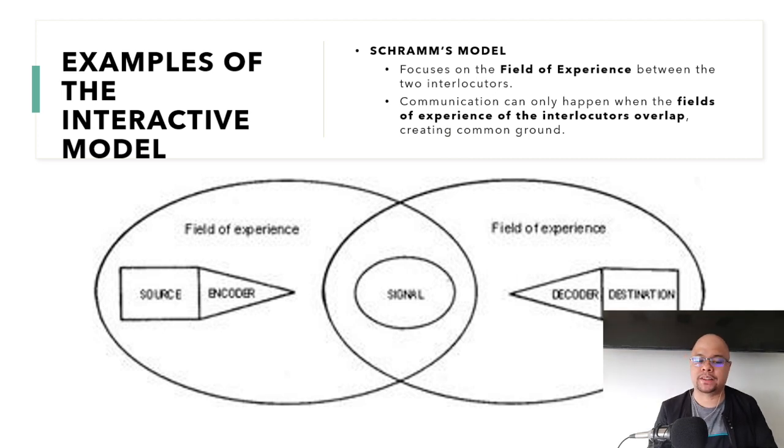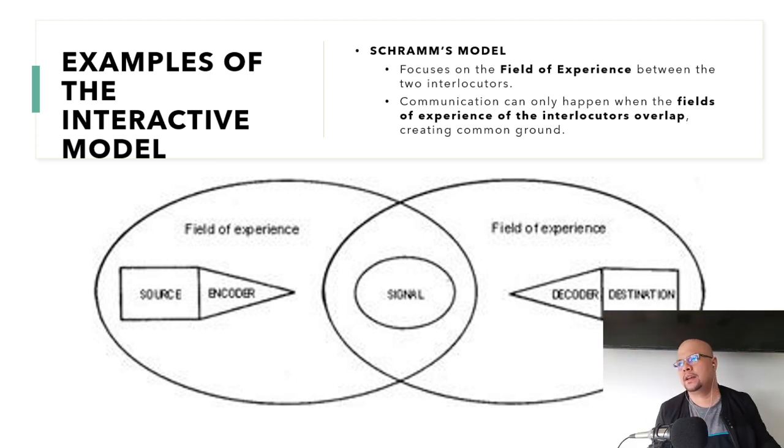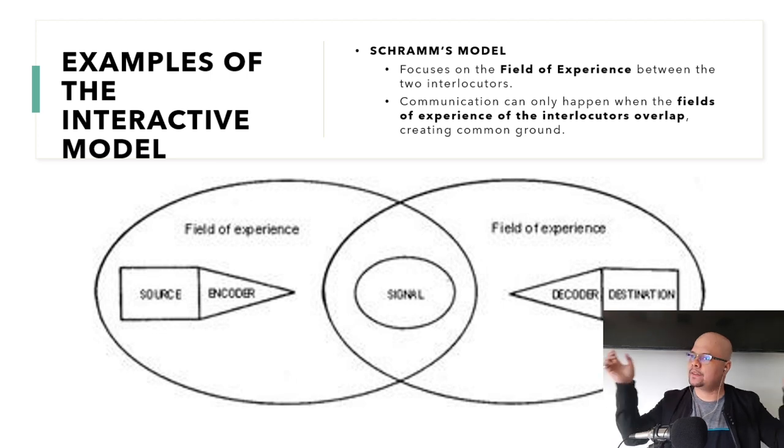We go to the interactive model, and we have one example, and this is Wilbur Schramm's model. In Schramm's model, there is the interaction between speaker and receiver or audience. But he focuses on the notion of the field of experience, and that successful communication can only happen if the fields of experience of the receiver and the sender overlap. Without this overlap, successful communication cannot occur.